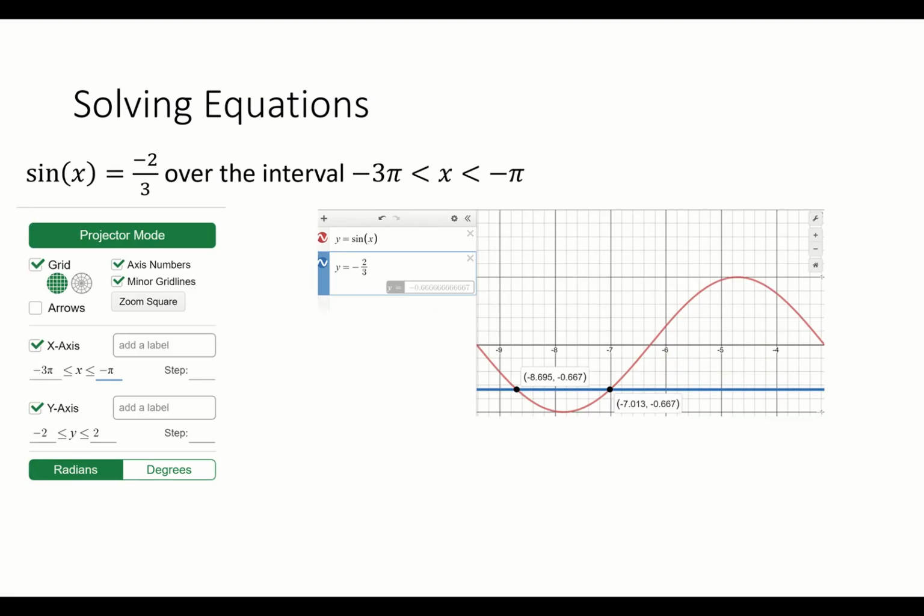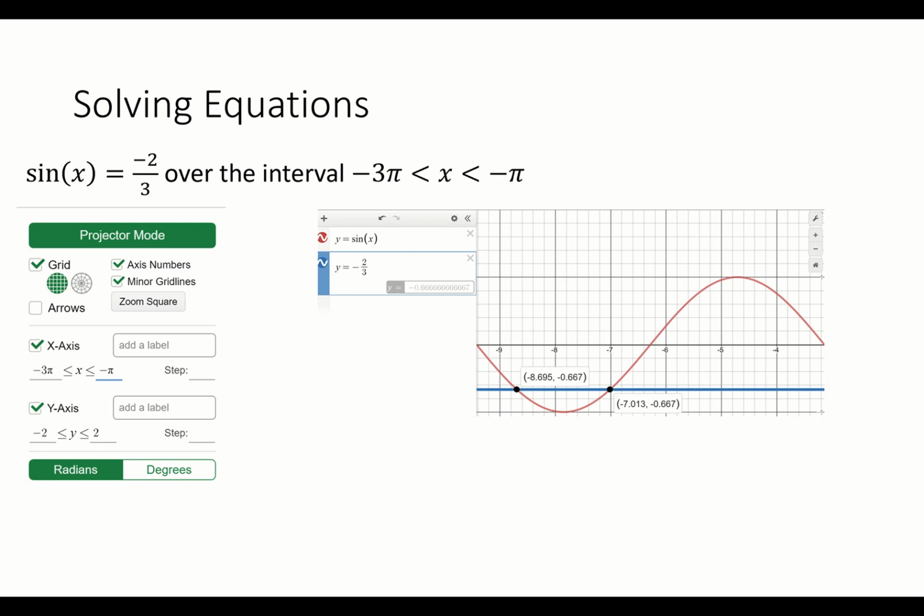So I want to solve a trig equation. This part of class, when people took the assessment on this, gave some people some trouble because they weren't using the graphs effectively, I feel like. So I'm going to talk about the best way to use graphs to solve these equations. So we want to solve sine of x equals negative 2/3 over the interval negative 3 pi is less than x is less than negative pi.